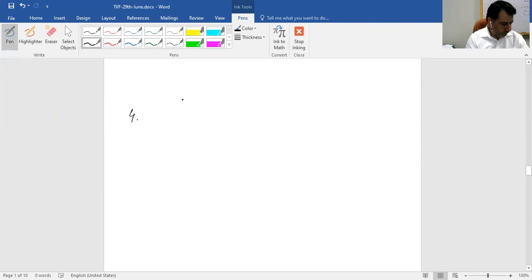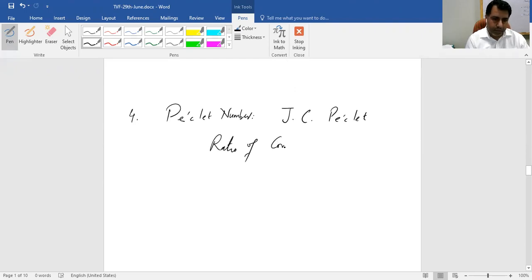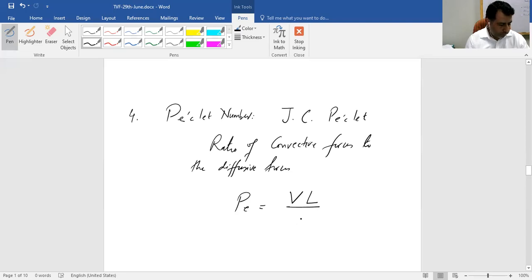Okay, the fourth one is Peclet number. So this was introduced by J.C. Peclet. It is the ratio of convective forces to the diffusive forces. After simplifying, the form of Peclet is VL over D. So V is again characteristic velocity, or if you wish, you can write V infinity, characteristic velocity.